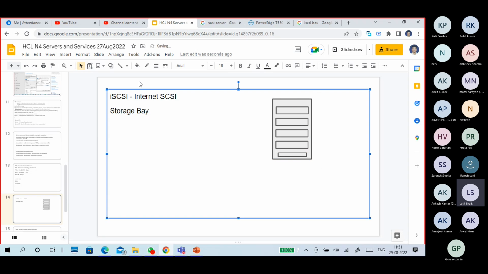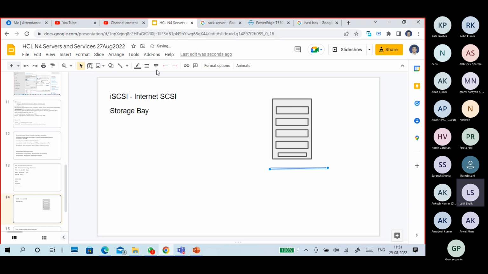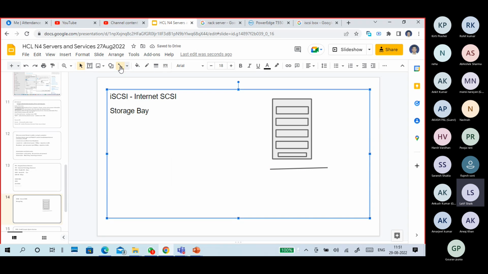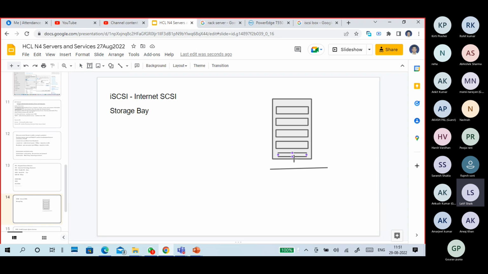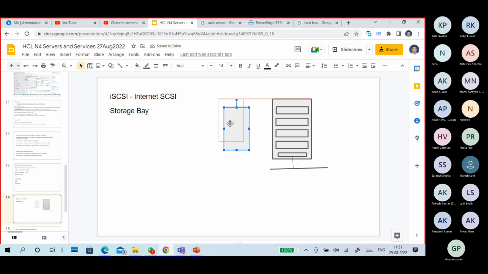Okay, and also we can connect it to the network. We can connect it to the network directly. So what happened? If you want to access any disk from a remote server, you can easily access it. See, look here. So this is my storage server. This is my storage server.